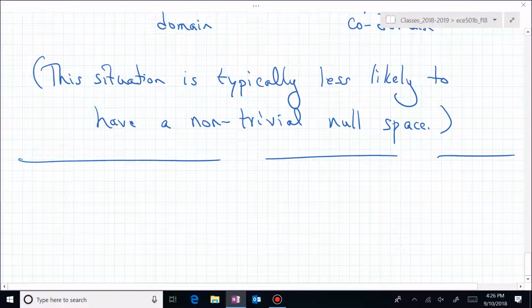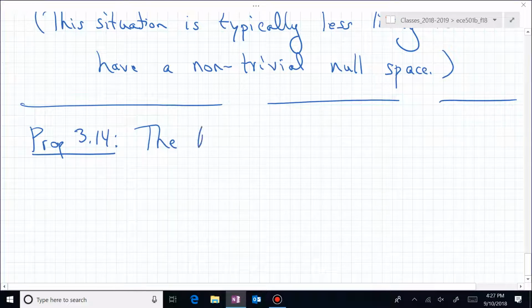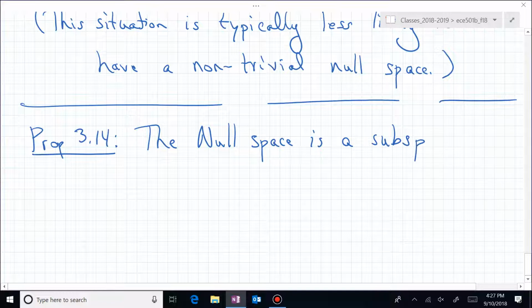So those are some examples of null spaces. We have a differentiation map. We have these dimension changing maps. Let's now start talking about null spaces and their properties. So proposition 314 says that the null space is a subspace. And in the textbook, sometimes these propositions he labels. So this is the label, and now we'll sort of explain or define or create this true statement.